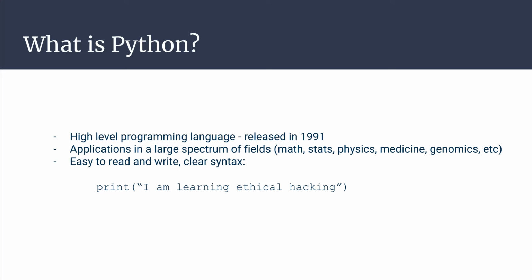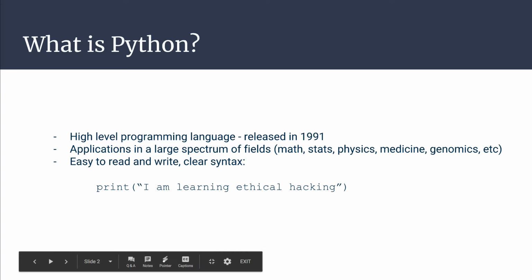Now, the major reason for which Python has such a broad reach is because it's very easy to read, very easy to write, and it has a clear syntax. And it's very straightforward. So if you wanted to output something to the screen using a lower level programming language, you'll have to write multiple lines of code to achieve that result. Now in Python you can simply say print, I am learning ethical hacking, and that's it. A one line of code, which is, if you ask me, very efficient.